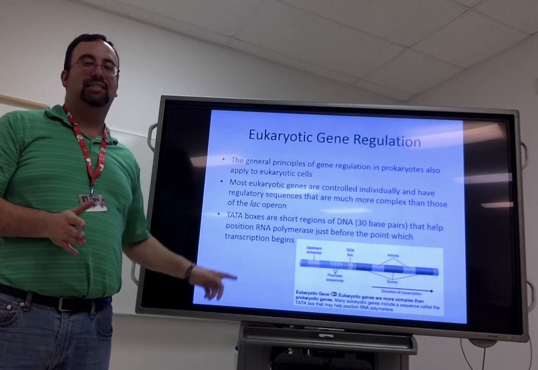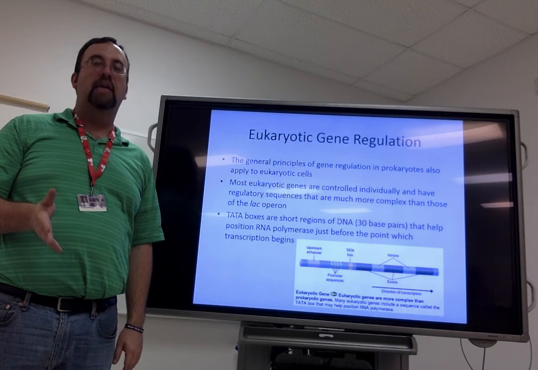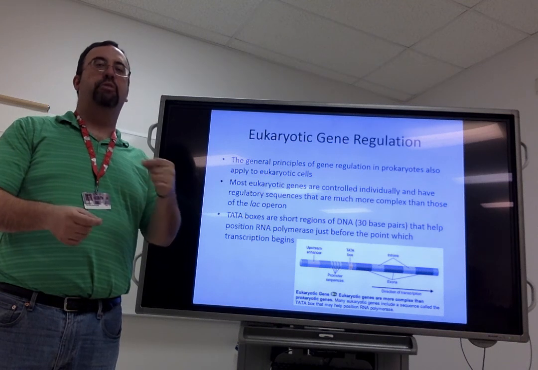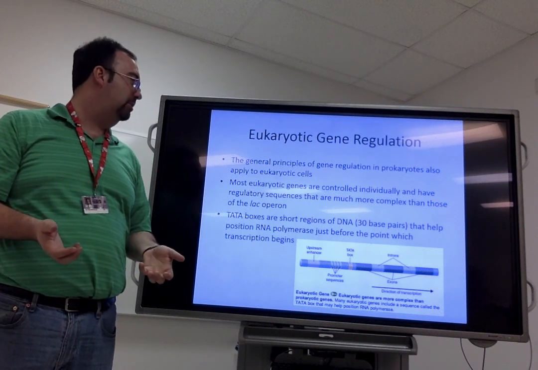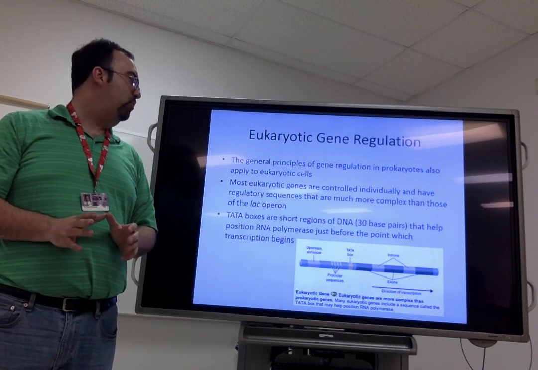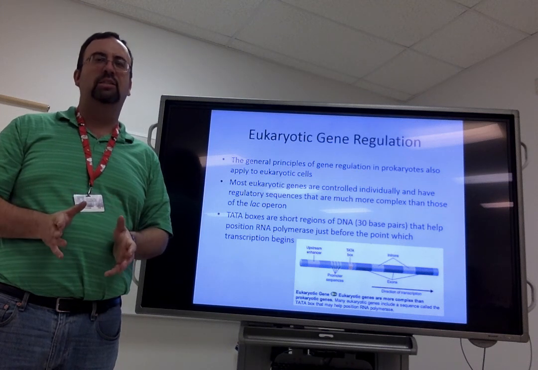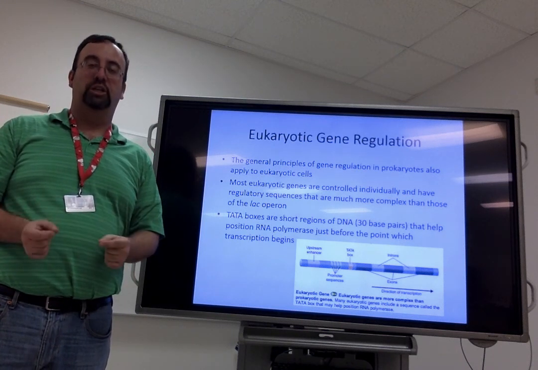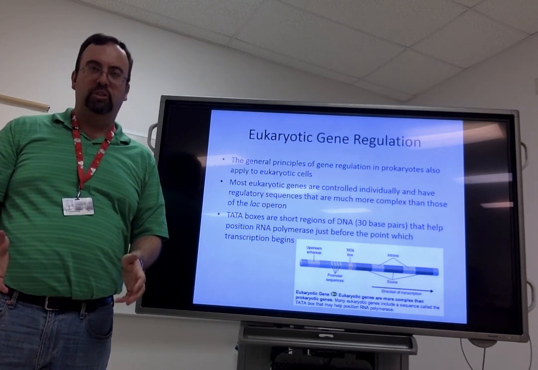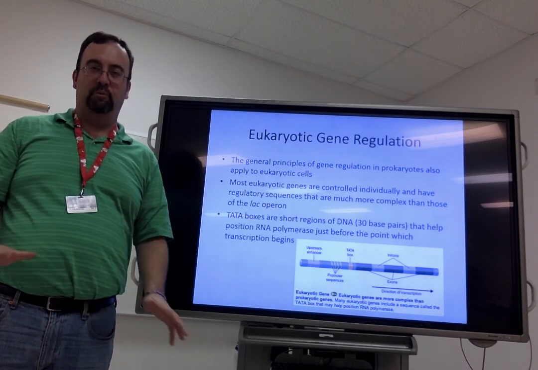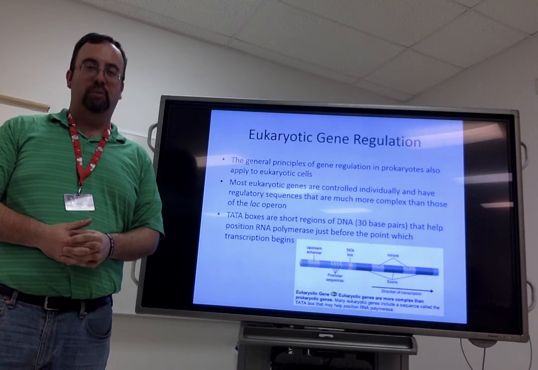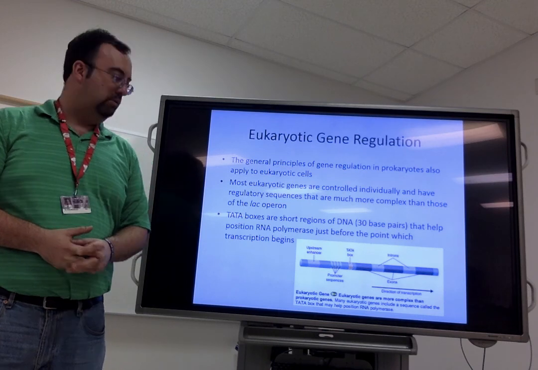These are referred to as TATA boxes. These are regions of DNA that are rich in thymine and adenine. There are repeats of both thymine and adenine, so these are referred to as TATA boxes. This will help position the RNA polymerase just before the point at which transcription begins. Remember, we refer to that as initiation, and after initiation comes elongation. Once it hits a stop sequence, then it will terminate, and then it'll end. And that is how eukaryotic genes are regulated in a very similar manner as it would be in prokaryotes.